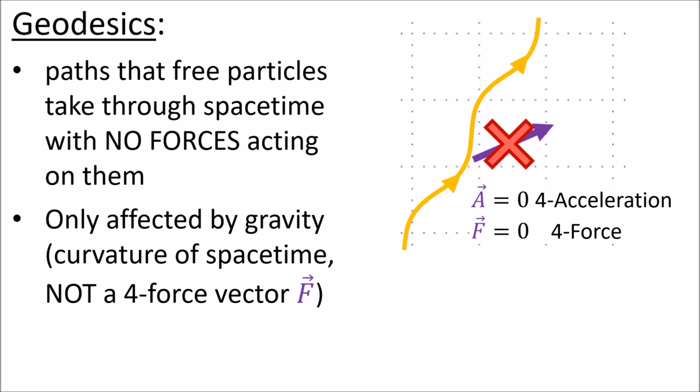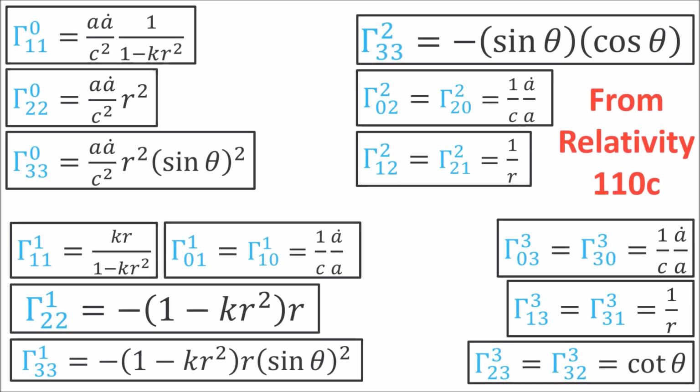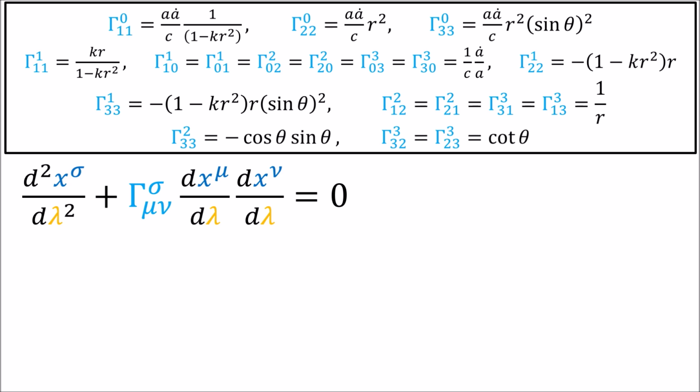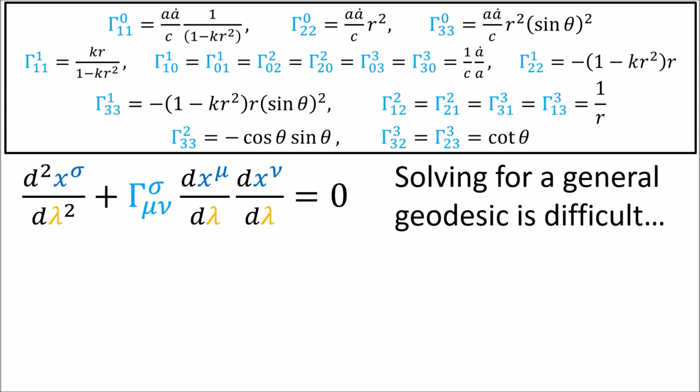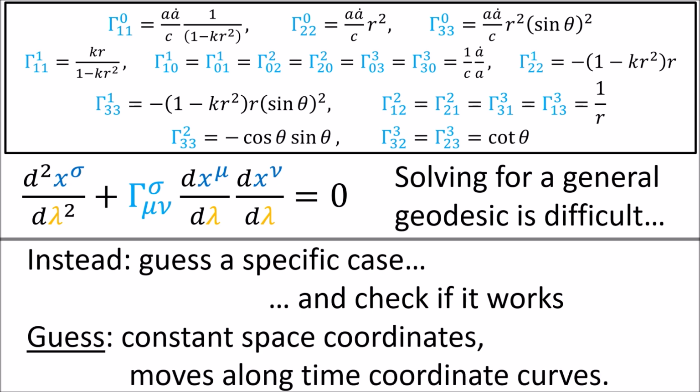These geodesic paths are given to us by the geodesic equation, which contains the connection coefficients. In the last video, we found that there were 13 independent non-zero connection coefficients for the FLRW metric. Because there are so many connection coefficients, solving for a general geodesic using the geodesic equation will be difficult. But what we can do instead is guess a special case for a geodesic and then check that it works. Our special case for our geodesic will be paths with constant space coordinates that move along the time coordinate curves.